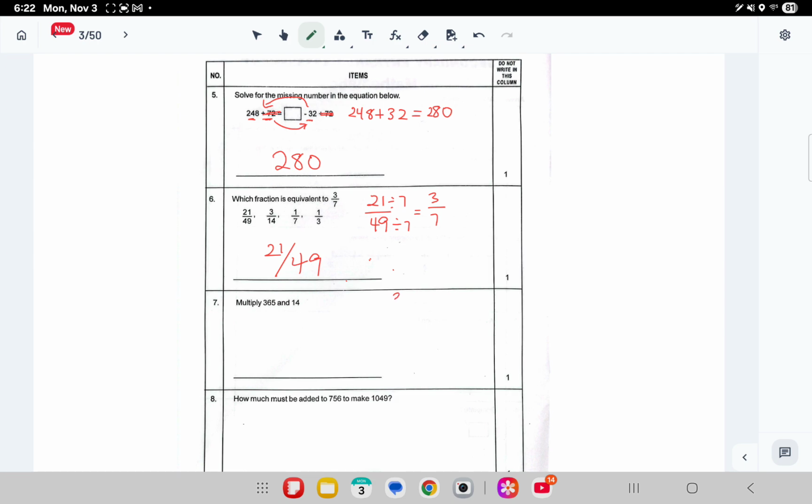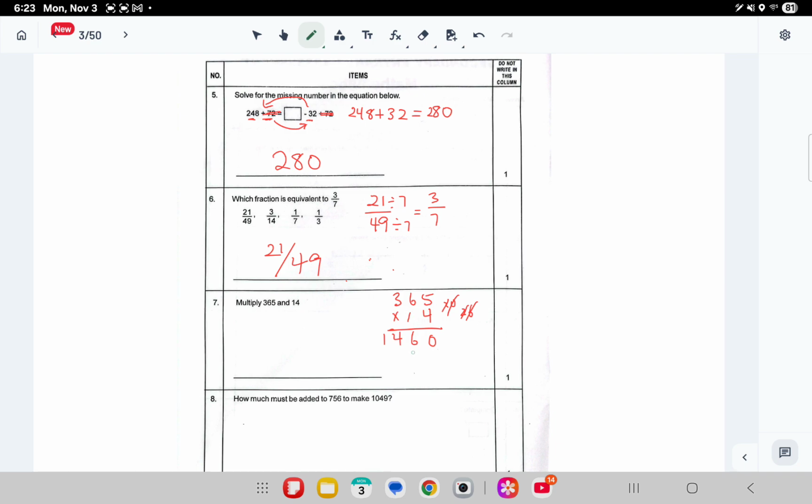Let's multiply 365 multiply by 14. Line up the digits. So I'll start on the ones column first. 5 multiplied by 4 is 20. 6 multiplied by 4 is 24. Add 2 is 26. 3 by 4 is 12. Add 2 is 14. Then we're moving on to the tens digit here.